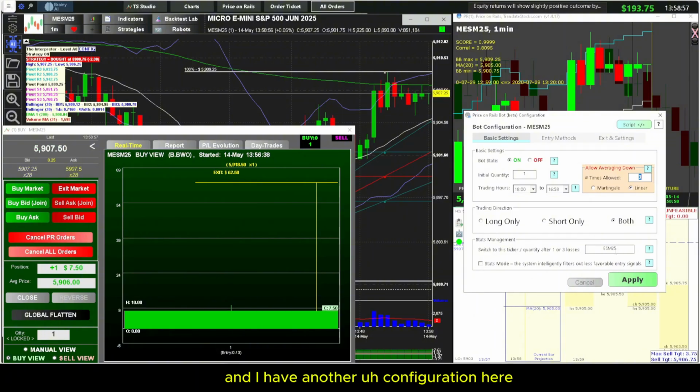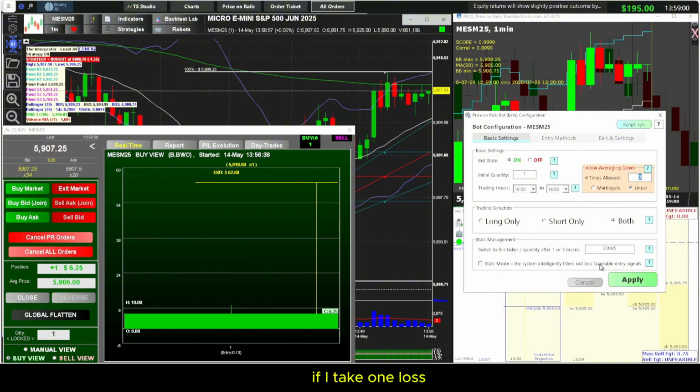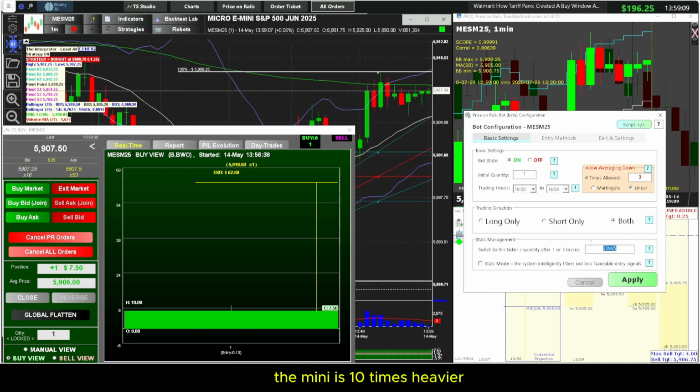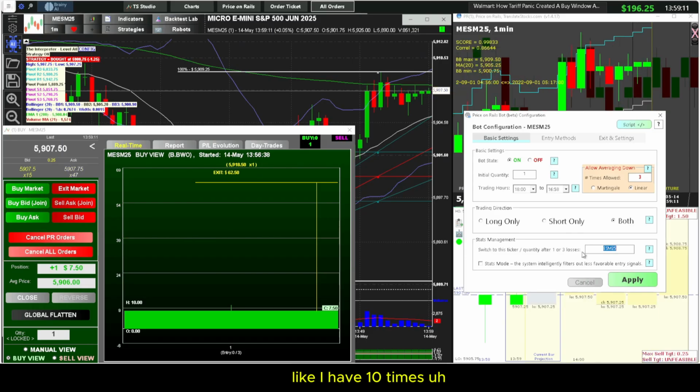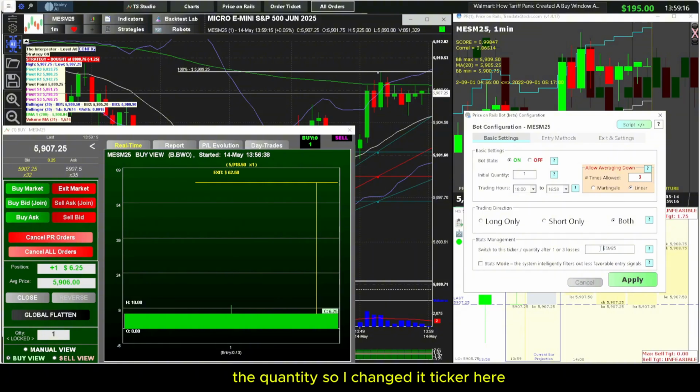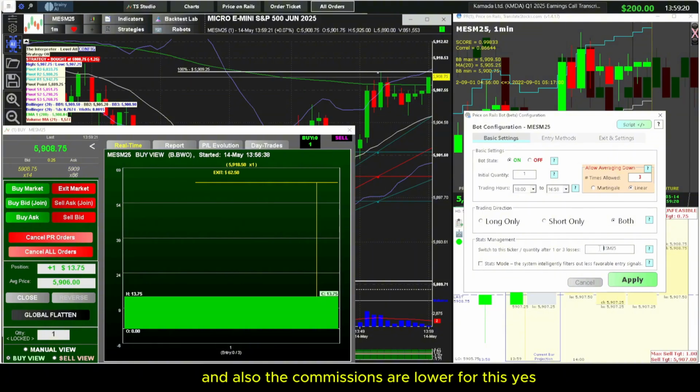I have another configuration here. If I take one loss, I will make the agent change the ticker from the micro to the mini. The mini is 10 times heavier, like I have 10 times the quantity equivalent to trade with 10 micros. So I change the ticker here, and also the commissions are lower for this ES.